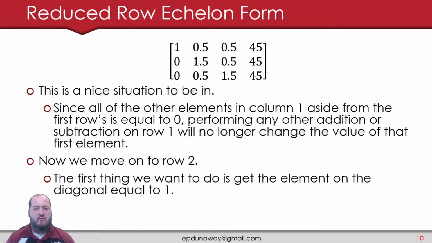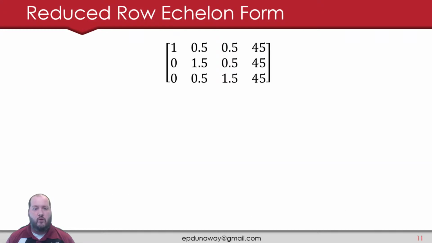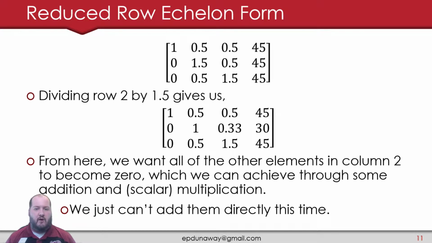So let's move on to row 2, or column 2 in this case, actually. So what we need to do first is get the element on the diagonal equal to 1. It's currently 1.5, so I need to divide row 2 by 1.5. Okay, let's do that. Row 2 divided by 1.5 gives me 0, 1, 0.33, and 30. Well, alright, that's straightforward. We can usually get that diagonal result just by dividing. And again, I only affected row 2 right here. Well, from there, I need to get all the other elements in column 2 equal to 0.